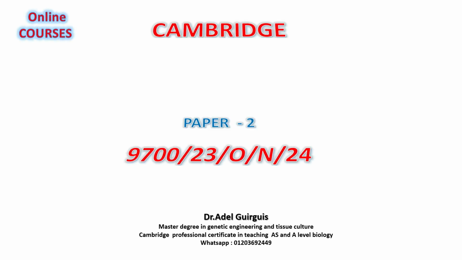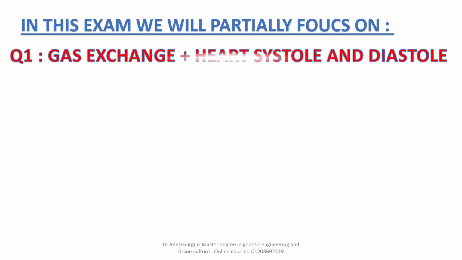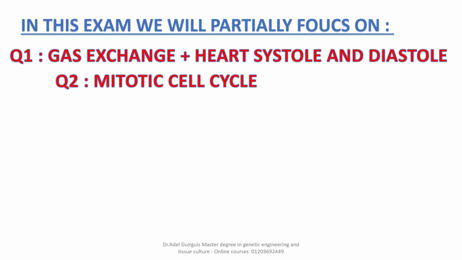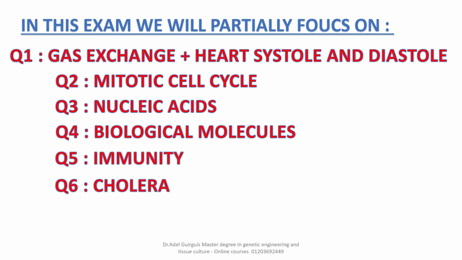Today we will solve together paper 23, October-November 2024, Cambridge AS Biology. In this exam we will partially focus on certain questions and topics. In question number 1, gas exchange and heart systole and diastole. In question number 2, the mitotic cell cycle. In question number 3, nucleic acids. Number 4, biological molecules. Number 5, immunity. Number 6, cholera. Let's start the first question.